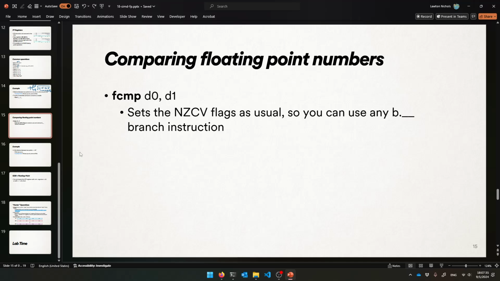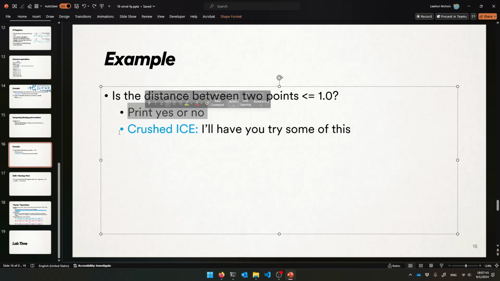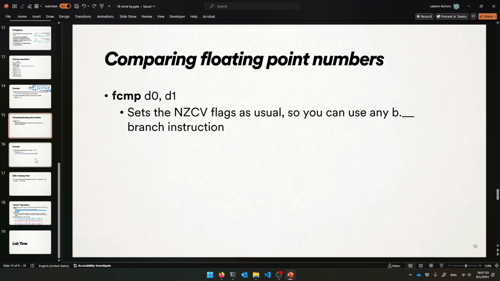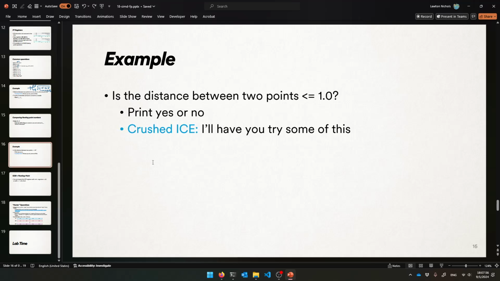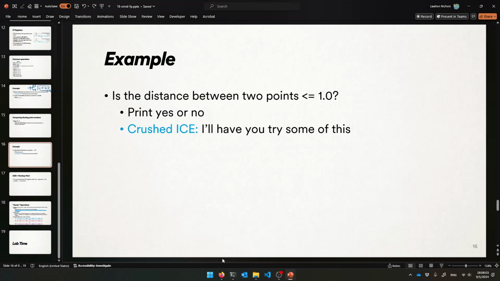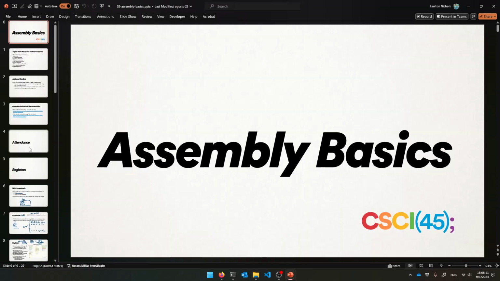So let's have an example of this where maybe you can try it, in fact. Let's check and see if the distance between those points was less than 1.0. And you can print yes if it was and no if it wasn't. Yeah? So we've got our distance right now stored. See if you can compare it with the fcompare and make it work. All right? Then you can branch. I do think we might have an issue with this printf call though, so before you go off, let me just go check one thing. I do believe there might be an issue.